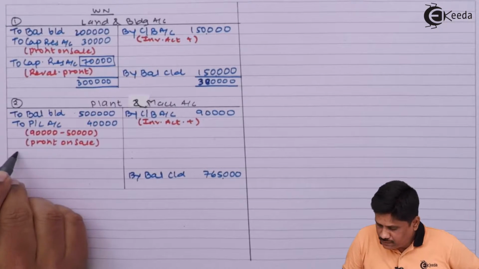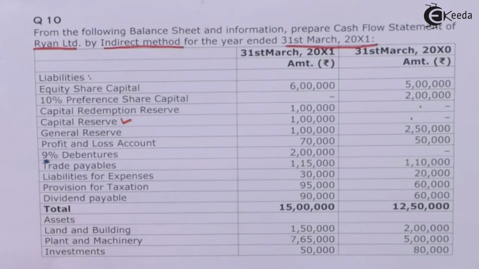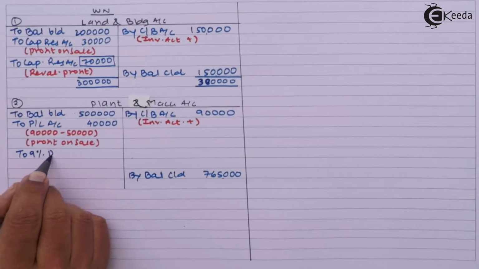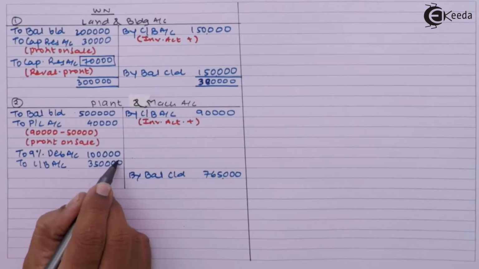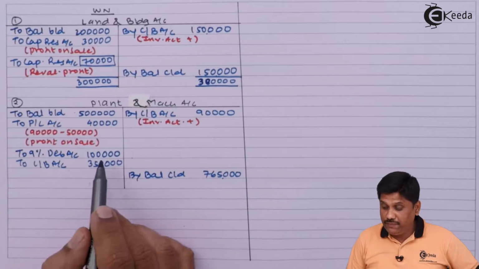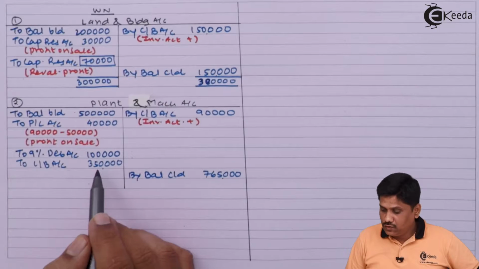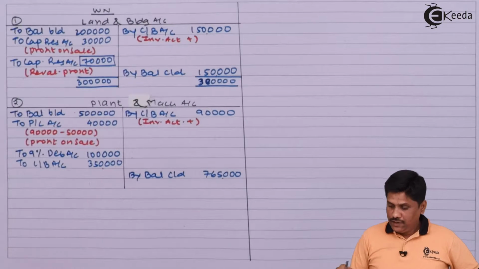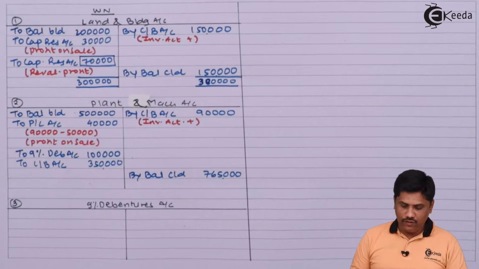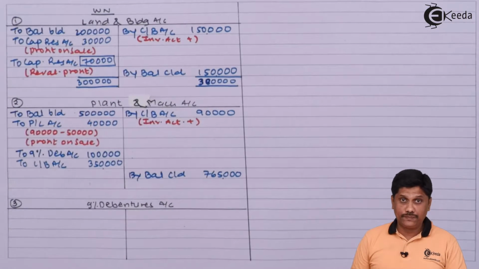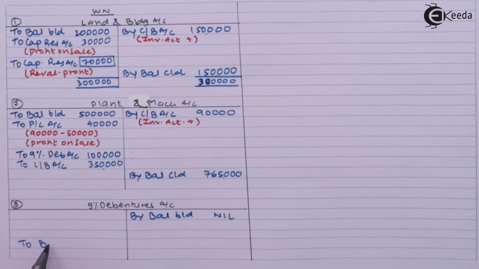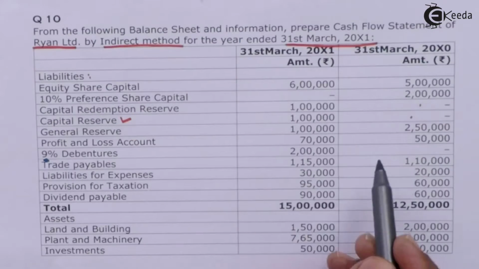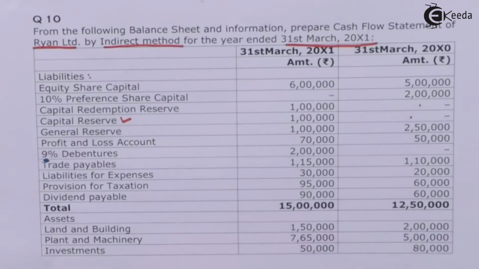So here I will write 9% debentures account. Okay? Total plant was purchased 4.5 lakhs, but debentures issued only 1 lakh. Okay, so cash we must have paid 3.5 lakhs. Importantly, here also I need to prepare a debenture account. So students, I have prepared the debenture account. I need to write opening and closing balances over here. So debenture opening balance was nil, closing balance was 2 lakh that we have written.